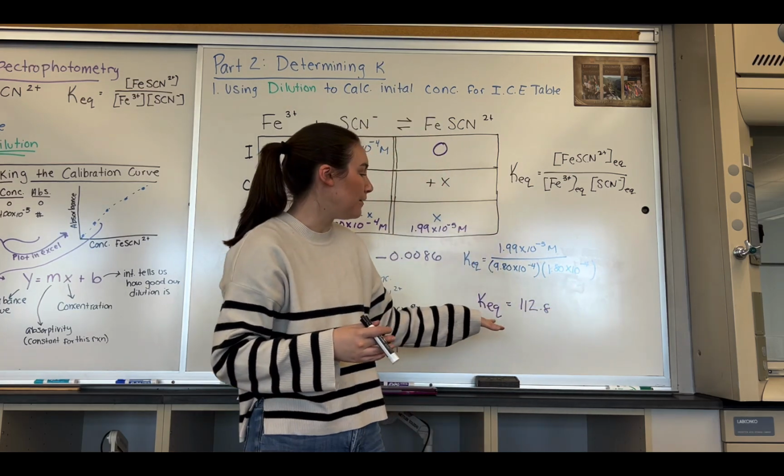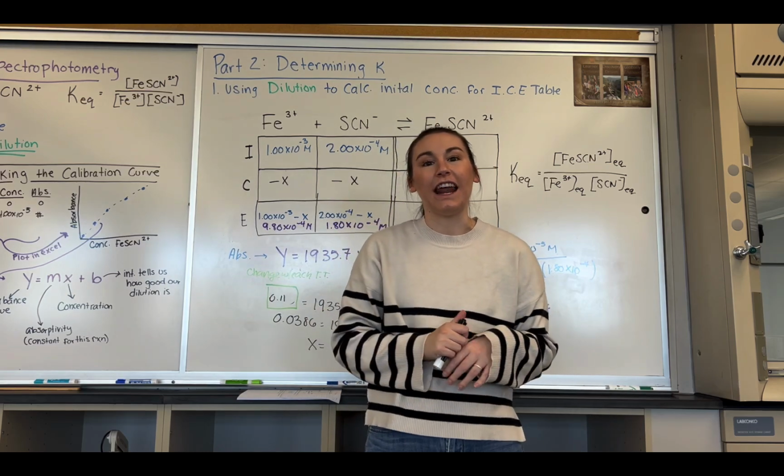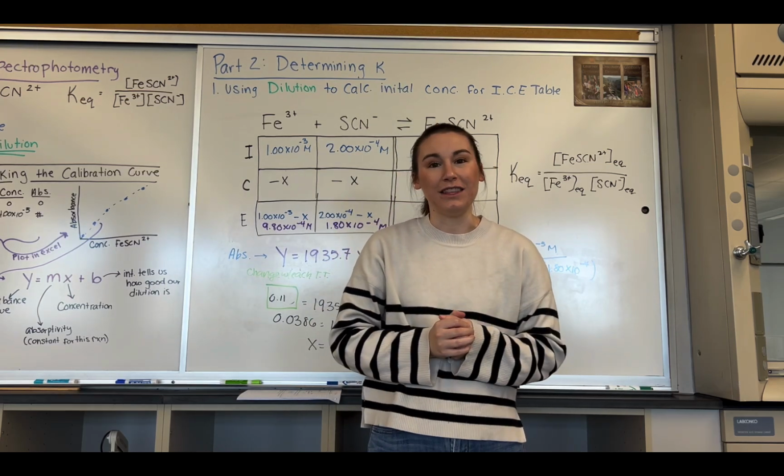So once you get all 5 of your KEQs, you're going to add them up, you're going to divide by 5, and you're going to get an average K value, and that's going to be the end of the lab.